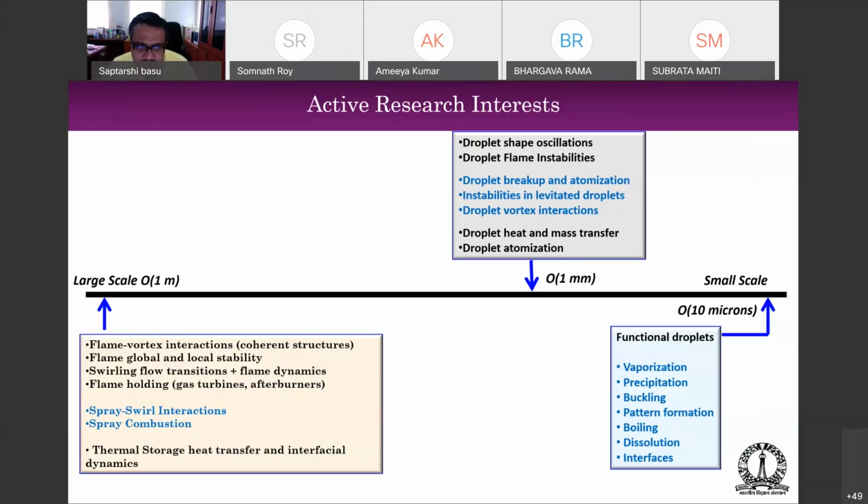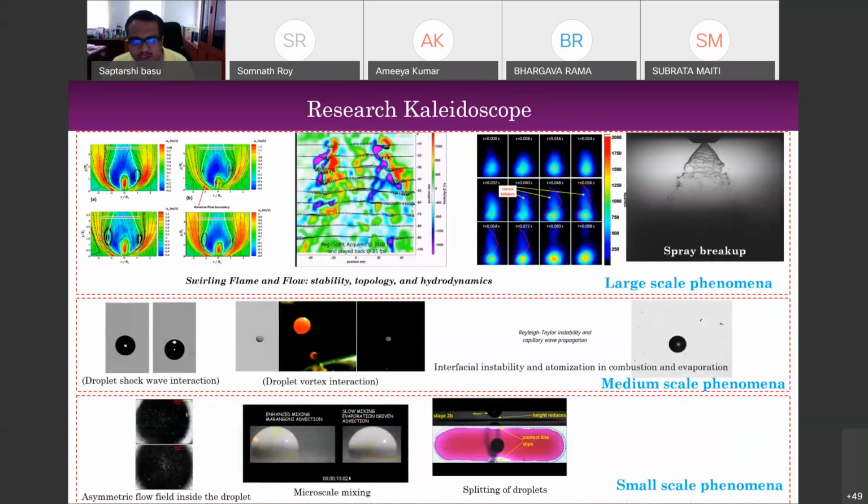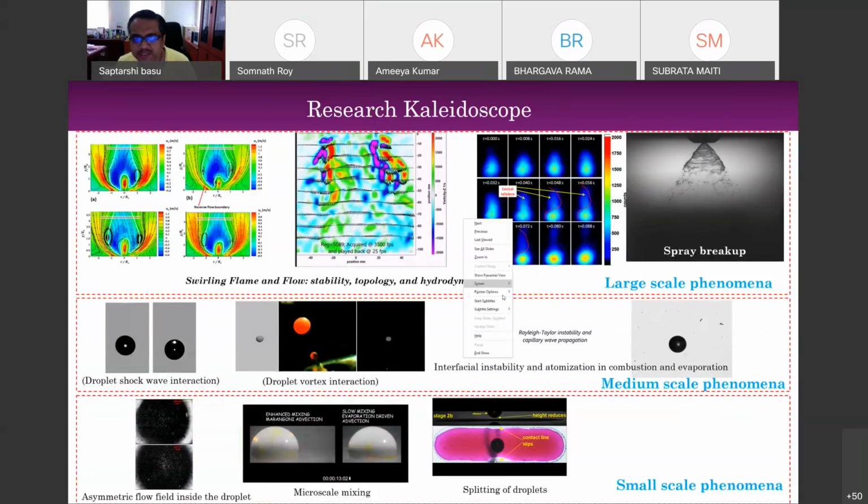So it has a large length scale variation, all the way from 1 meter down to 10 microns or so. So these are the active research interests when you put them on a length scale basis. Now, this is a small research kaleidoscope before I go to each and every talk, so that you get the laser pointer in place.